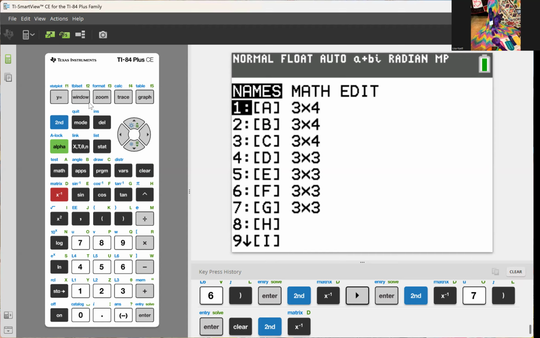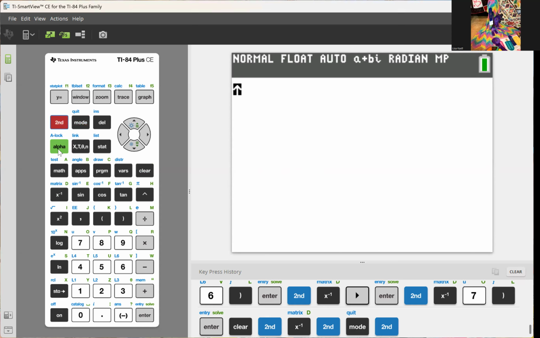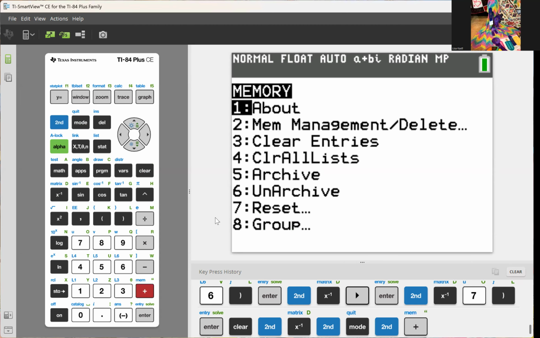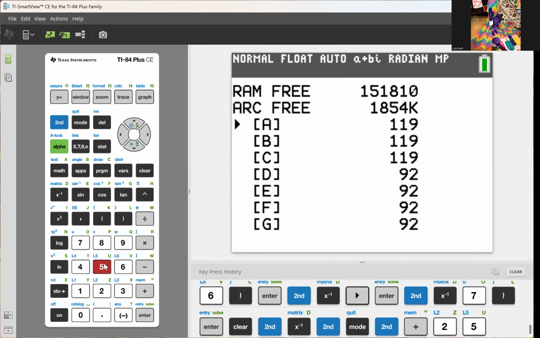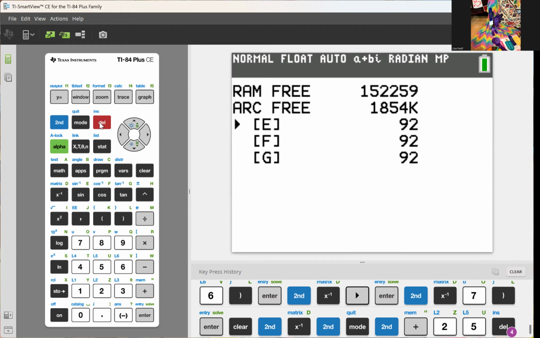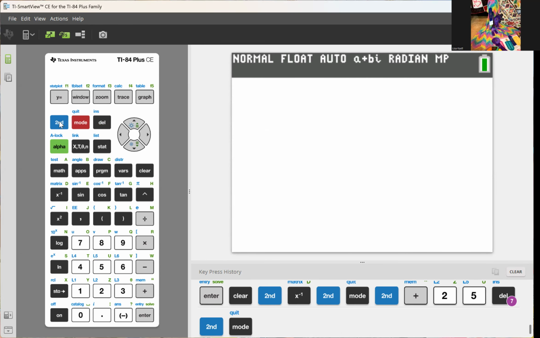So to delete a matrix, first get out of your matrix menu, second quit, and you're going to go to your memory, which is above the plus sign. Then we're going to do memory management delete, which is number 2. I'm going to go down to number 5, matrix, and I'm going to delete those using the delete key. Delete, delete, delete, delete. All right, so now I'm ready to go put that augmented matrix in my calculator.